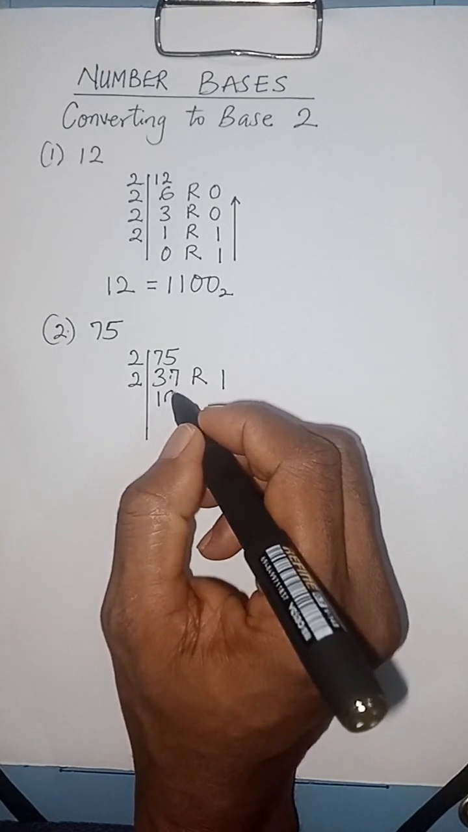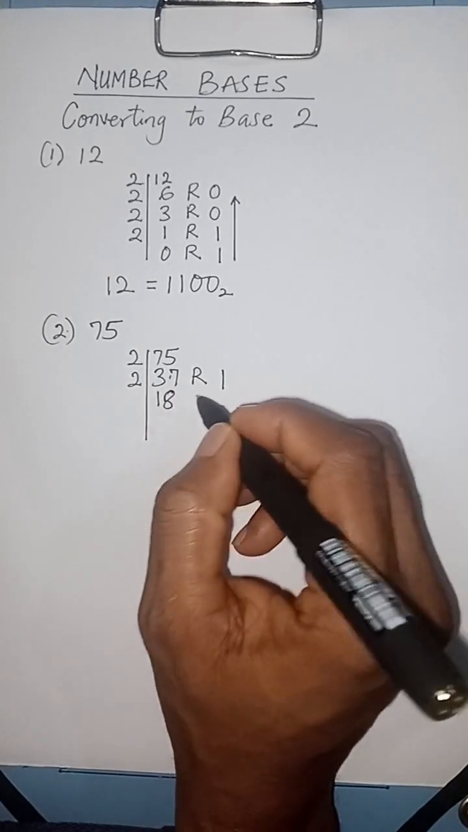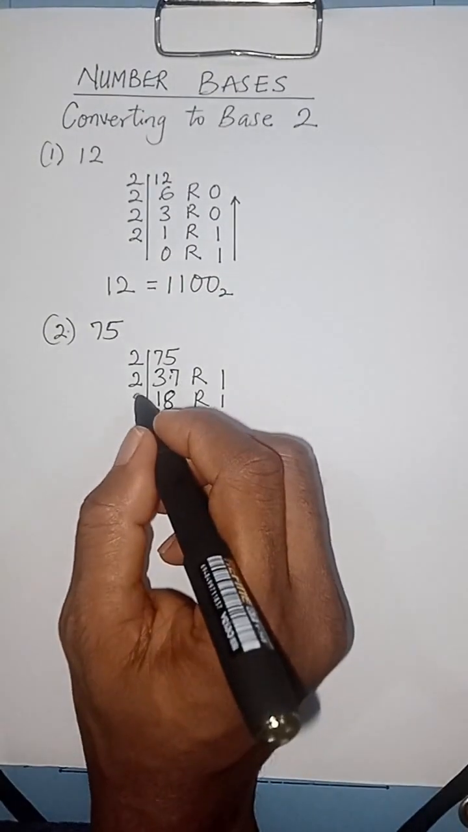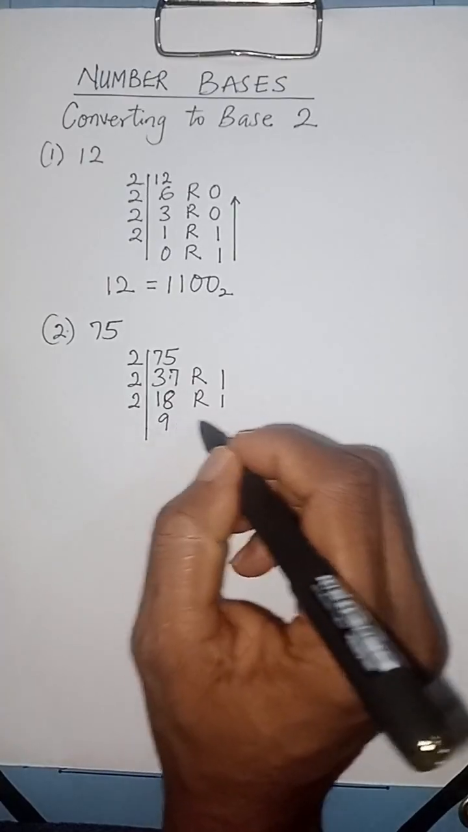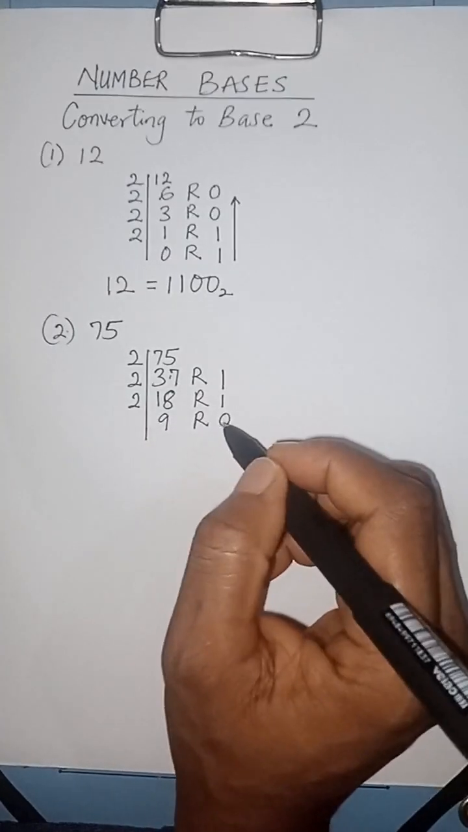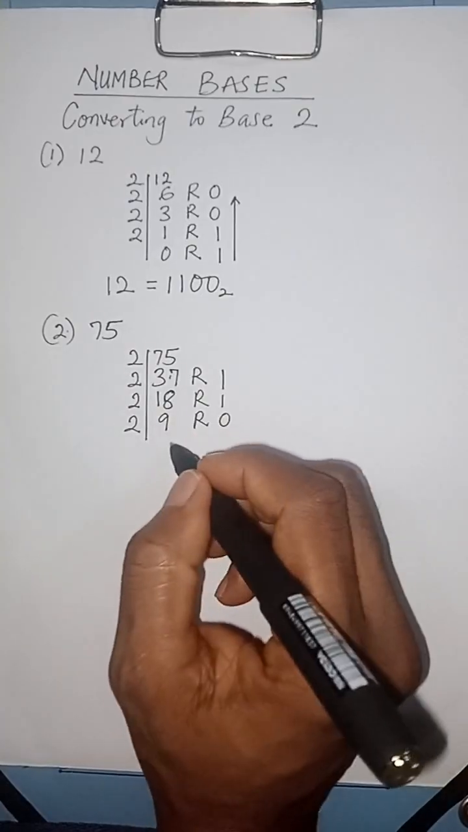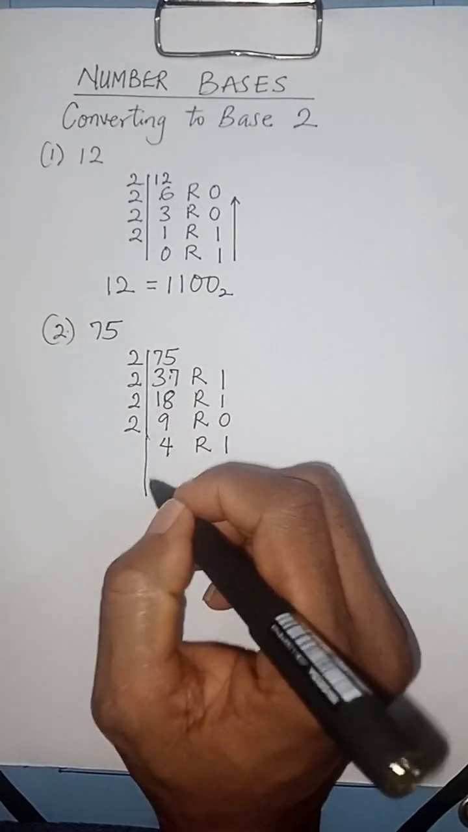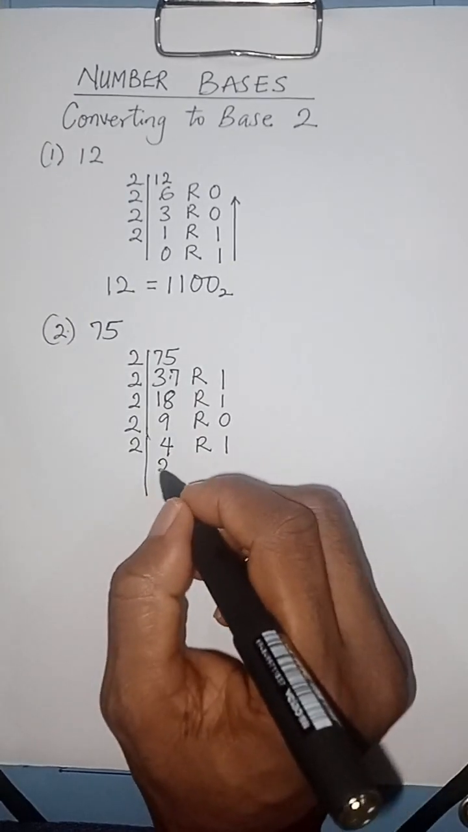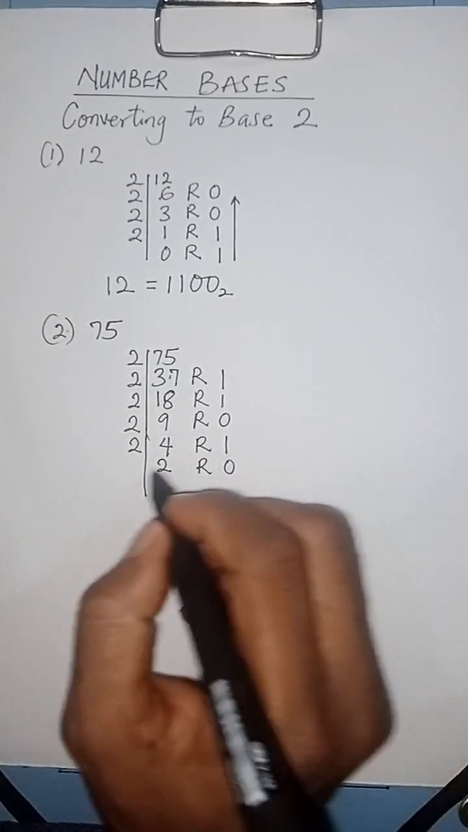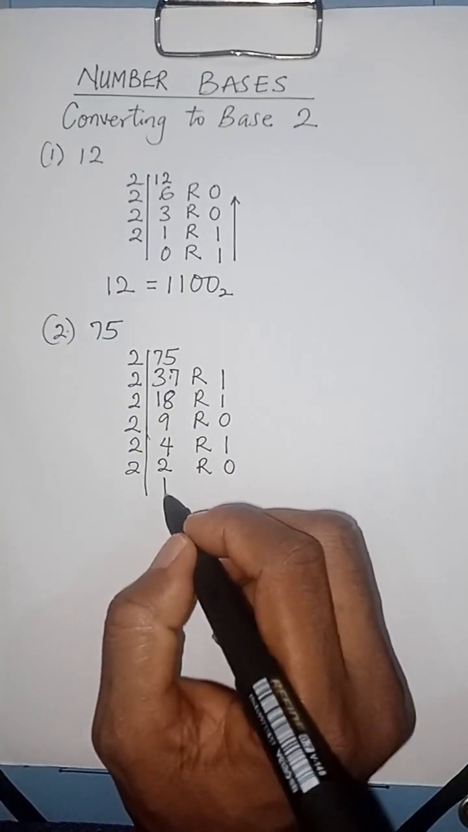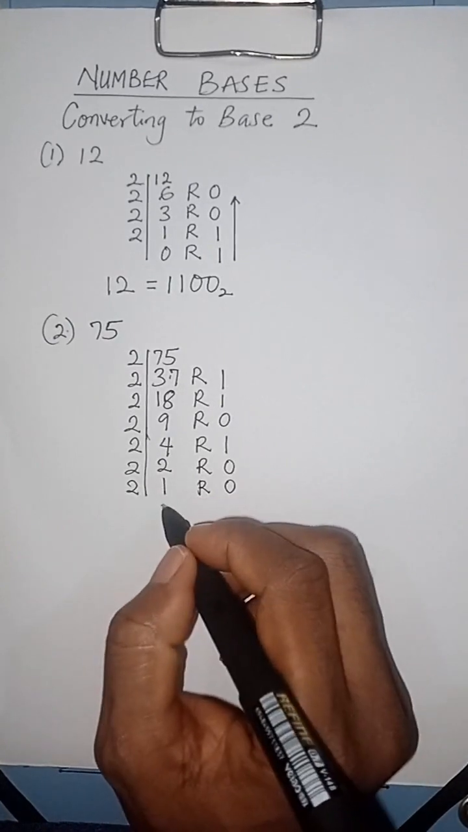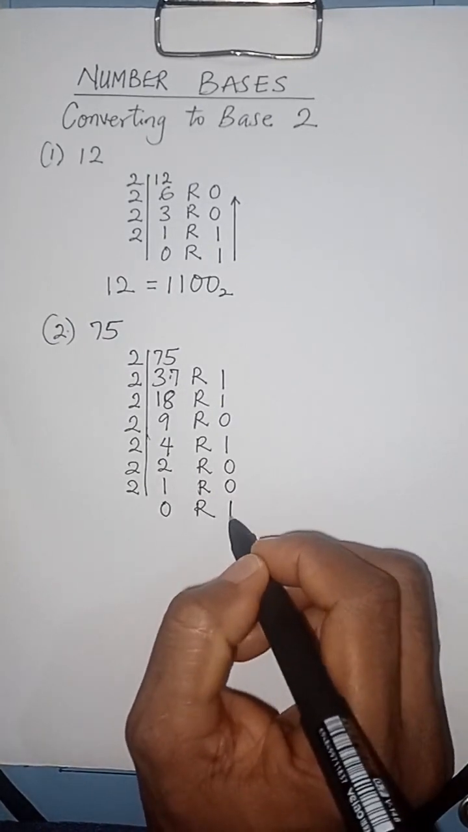that's 8, remainder 1. Divide by 2, this is 4, remainder 0. Divide by 2, 2, remainder 0. Divide by 2 again is going to be 1, remainder 0. Divide by 2 is going to be 0, remainder 1.